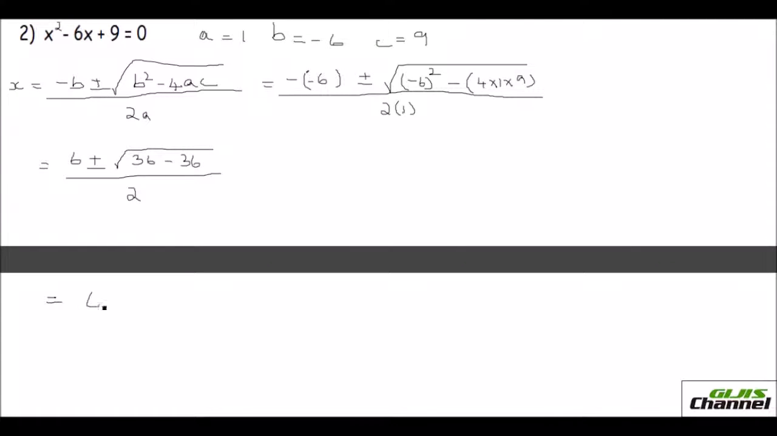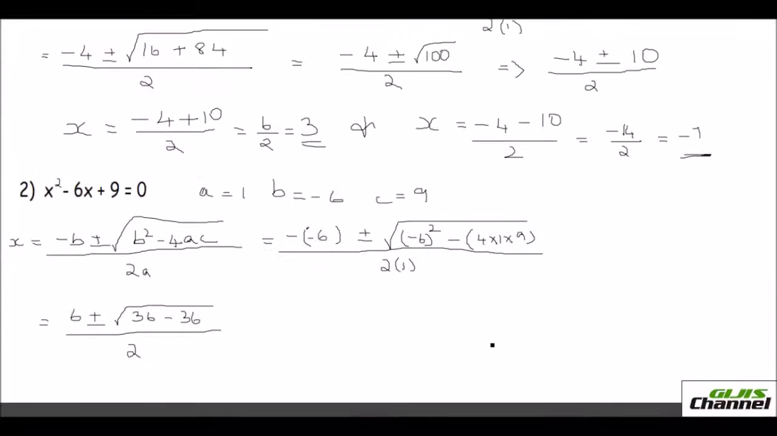So that is 6 plus or minus 0, because 36 minus 36 is 0. Square root of 0 is 0, over 2. So you get the value x as 6 over 2, that is 3. You have one solution here. When your discriminant is 0, you have one solution. So your x is 3. That's all. Understood? In the previous problem, you had two solutions, and here you have one solution.